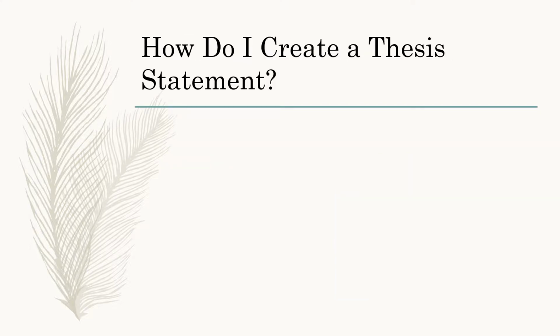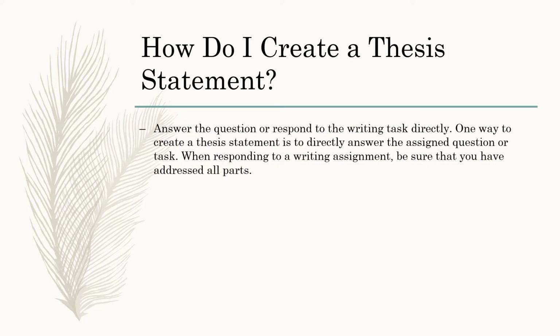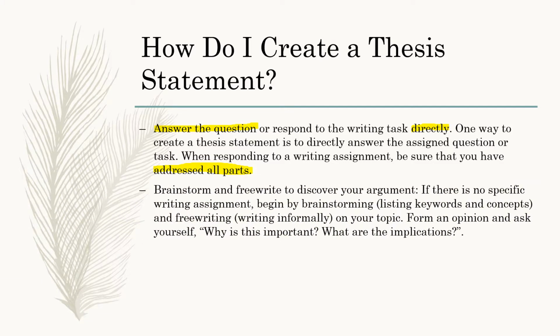Now that you know what a thesis statement is, how do you create a thesis statement? Well, to start, you can answer the question or respond to the writing task directly. One way to create a thesis statement is to directly answer the assigned question or task. When responding to a writing assignment, be sure that you have addressed all parts. Or, you can brainstorm and free write to discover your argument. If there is no specific writing assignment, begin by brainstorming, listing off key words and concepts, and free writing, writing informally, on your topic. Form an opinion and ask yourself, why is this important? What are the implications? Just keep writing.